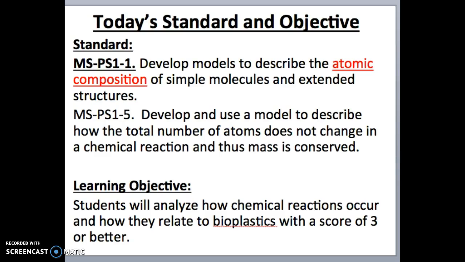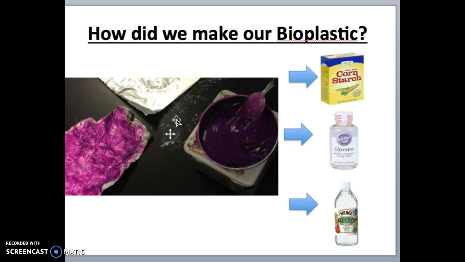Hi, today we're going to be talking about chemical reactions and how they occur and how they relate to bioplastics because we've been talking about them for our project. So let's start by looking at how exactly we made our bioplastic. A lot of your bioplastics came out looking something like this, and we made this by combining cornstarch and water and glycerin and vinegar in a pan, and we heated it up, and somehow it formed into this gel.